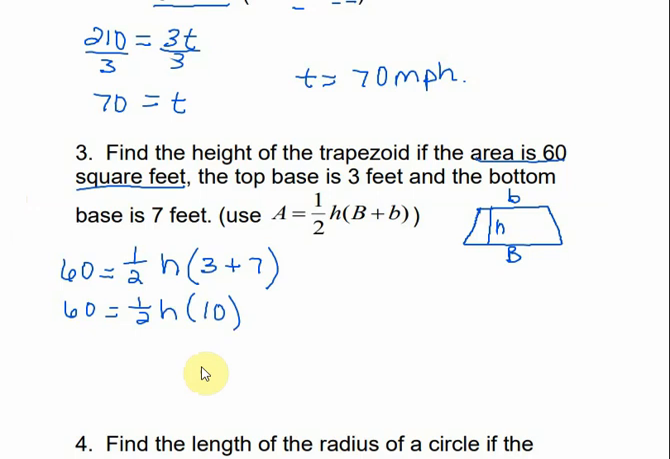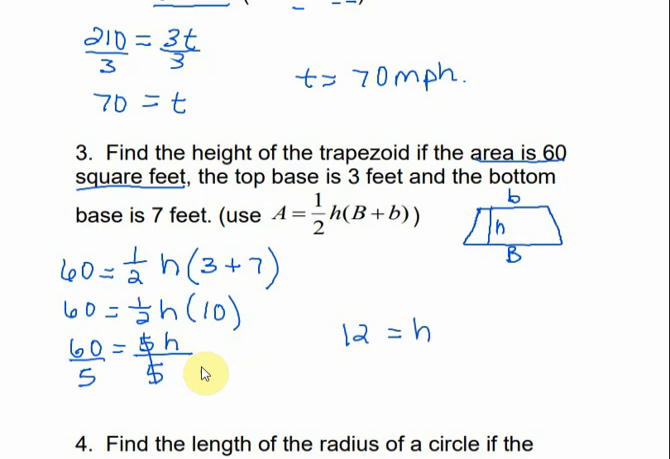All right, again, it doesn't matter what order we multiply in. So 1/2 times h times 10 is the same thing as 1/2 times 10 times h, because we can multiply in any order. So if I take half of 10, or if I multiply 10 times 1/2, I would get 5. And then to solve, I would divide by 5. And that gives me 12 for the height.